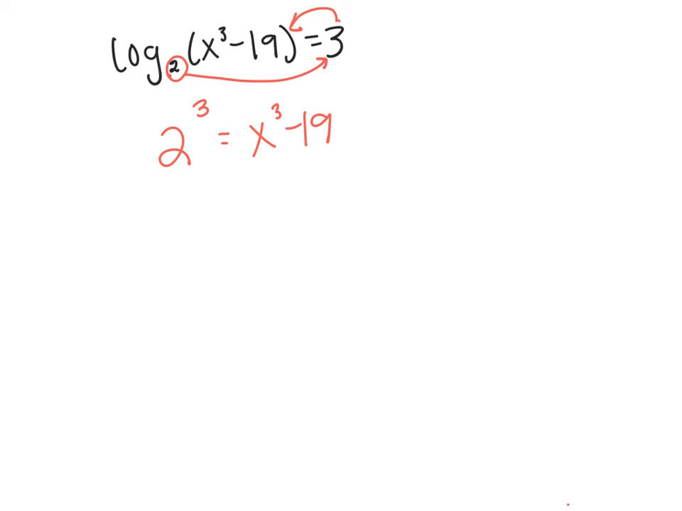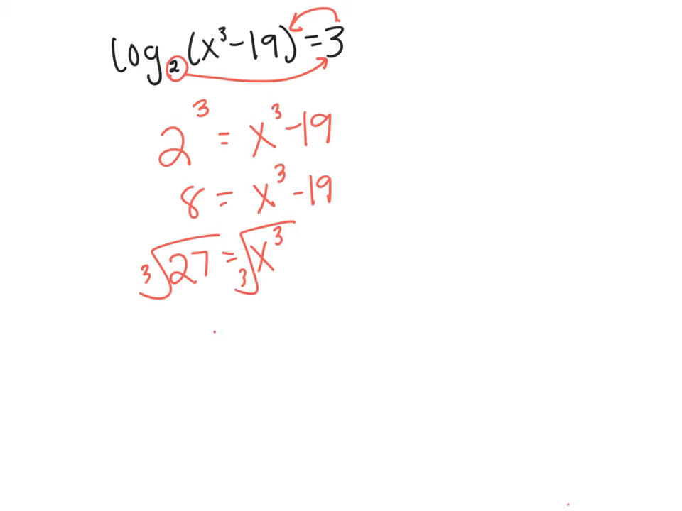Now we can solve it like any normal equation. 2 cubed is 8, so 8 equals x cubed minus 19. Add our 19 to the other side, so we get 27 equals x cubed. Take a cube root, and we get x equals 3. And that's it.